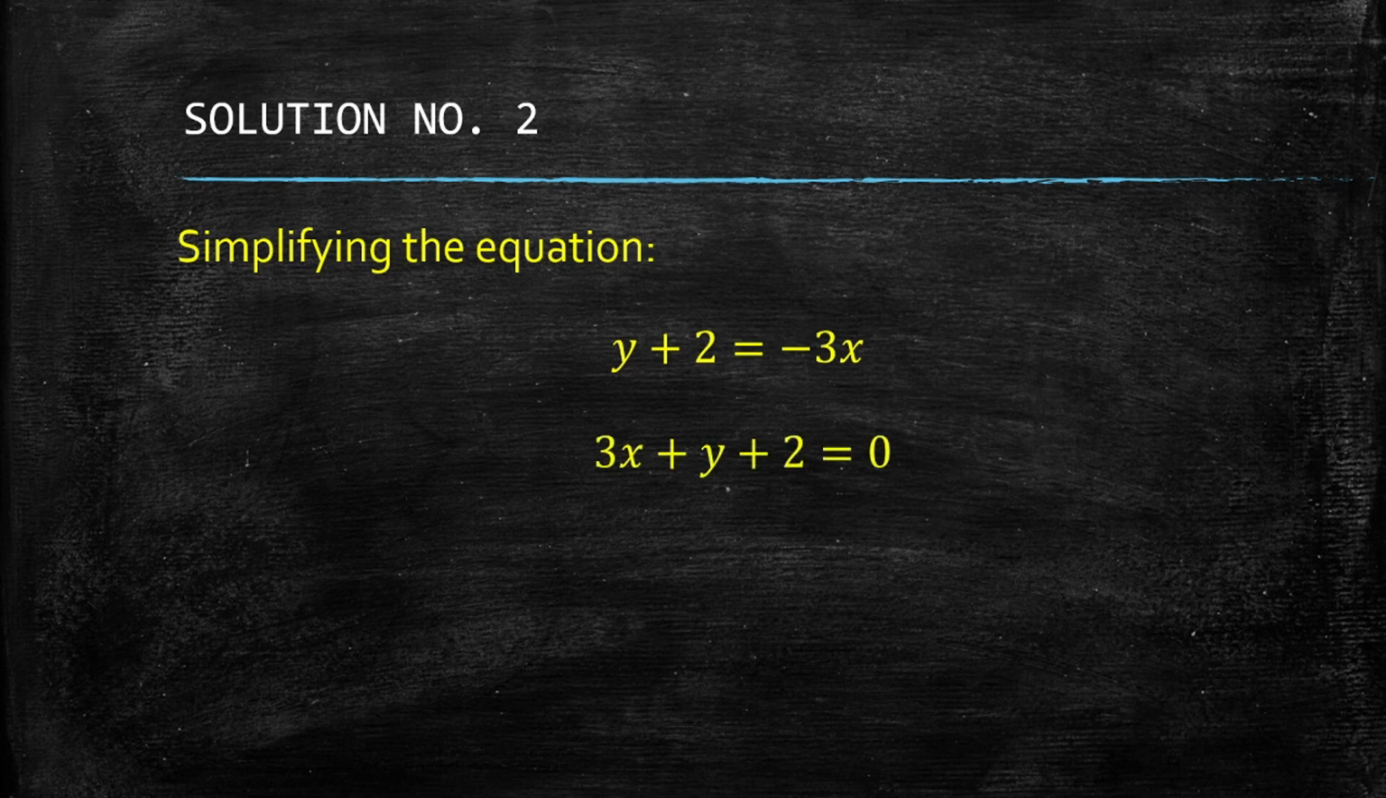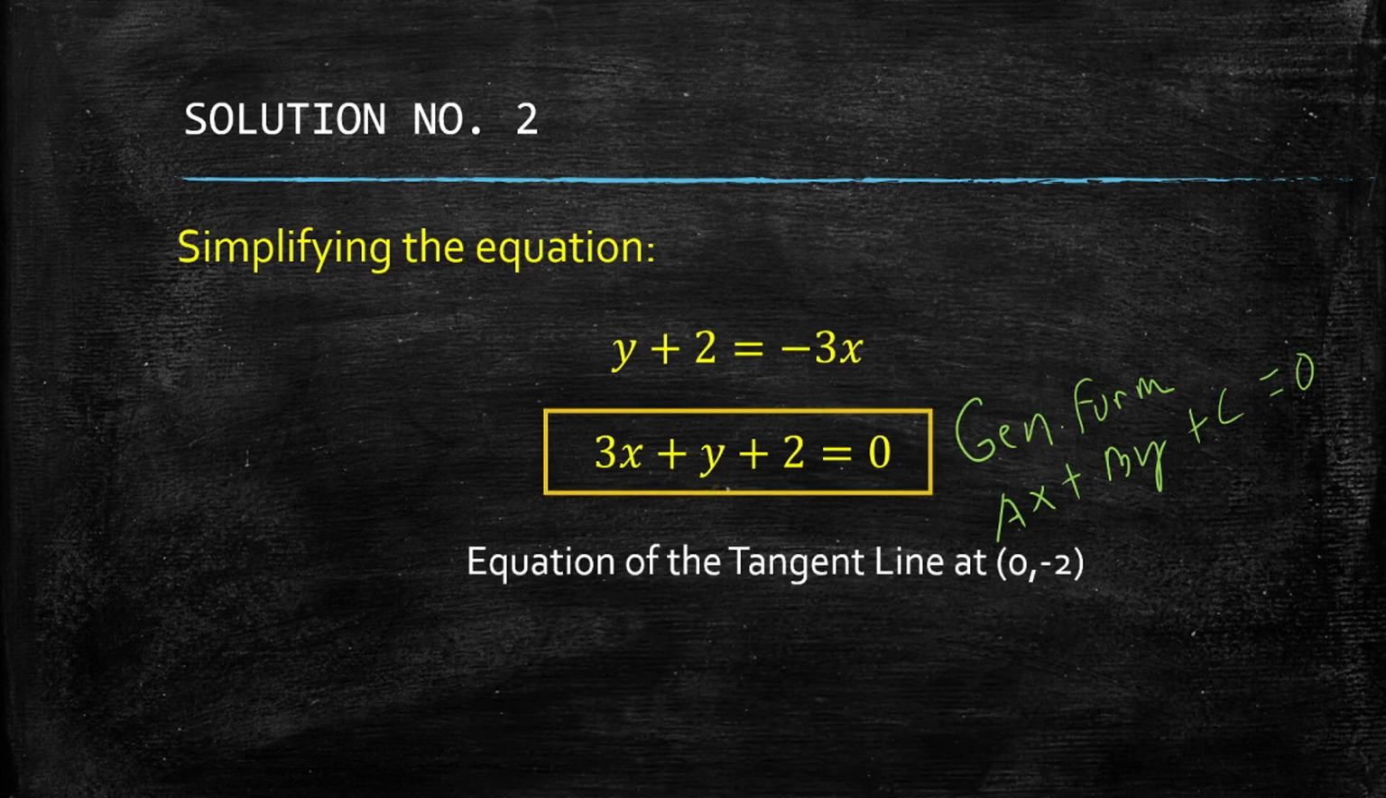Then we use the properties of equality, putting the variables and values to the left side of the equation, and at the right side it should be 0 because we're using the general form of the line. The general form is ax plus by plus c equals 0. That's the general equation of a line, and this is our equation of the tangent line at 0, negative 2.